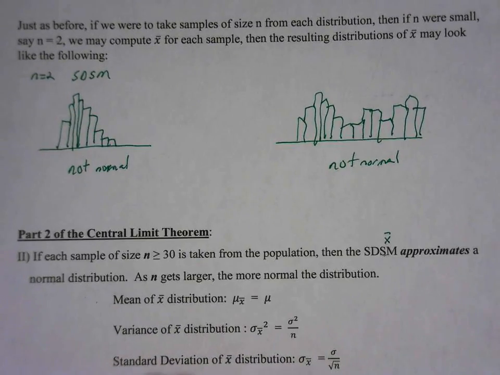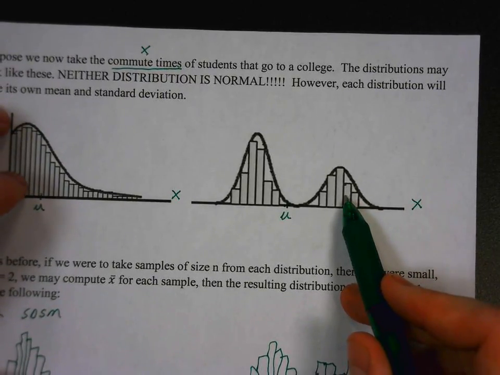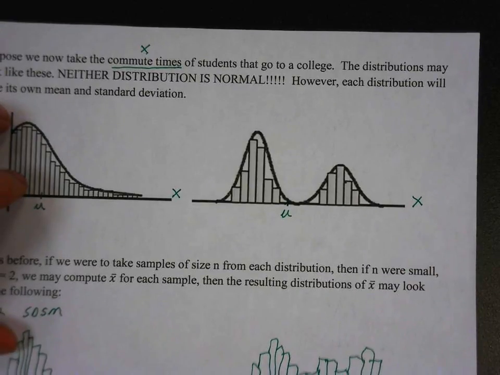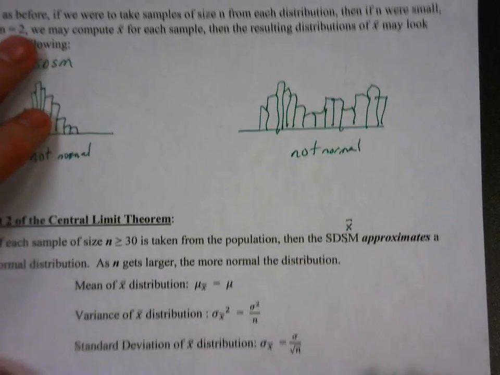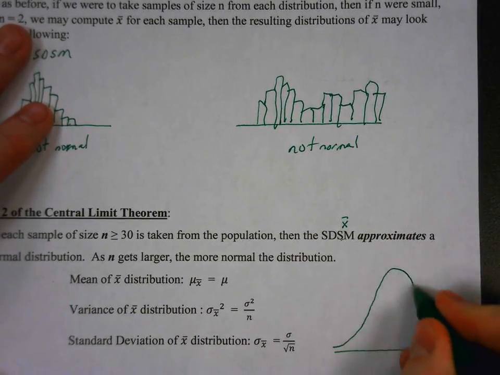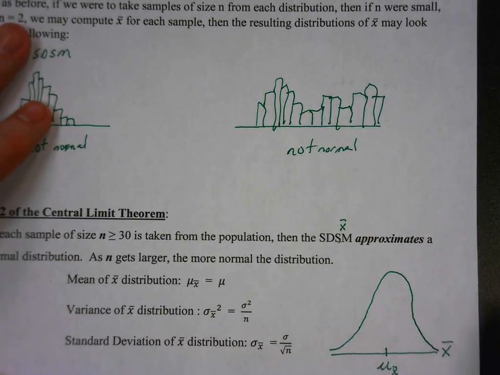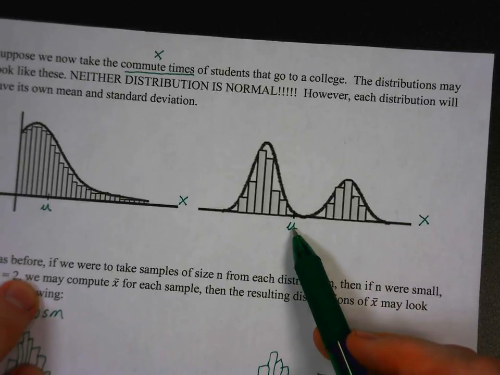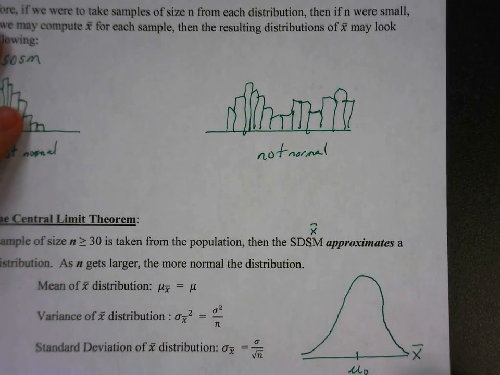So if n was 25, and you took samples of size 25 out of this distribution, what part 2 of the central limit theorem is saying is that your new distribution for x bar, I'll just draw it down here, would be normal. The mean would be the same value as the original mean. And the standard deviation would be sigma over the square root of n again.